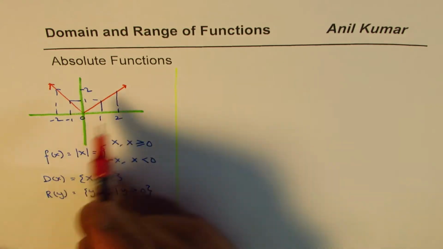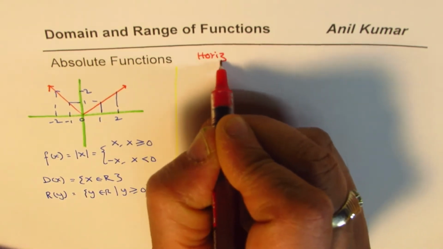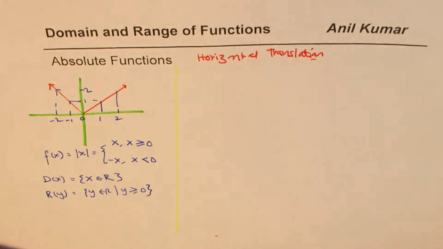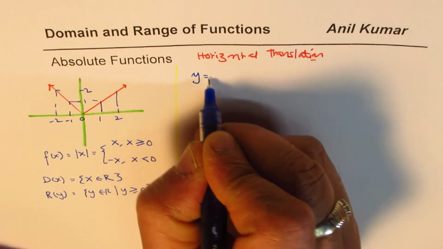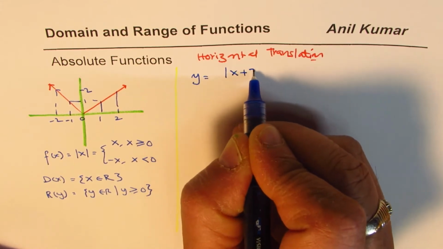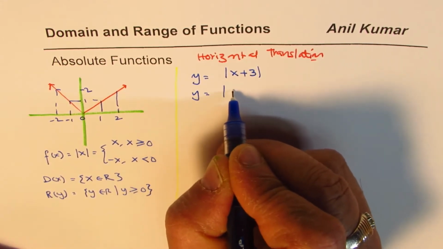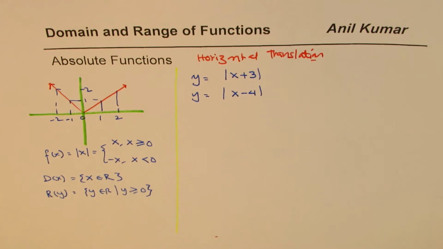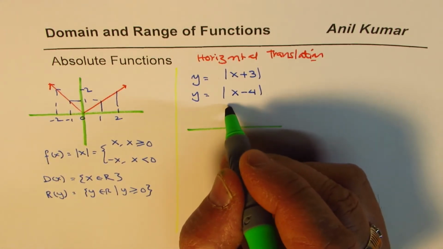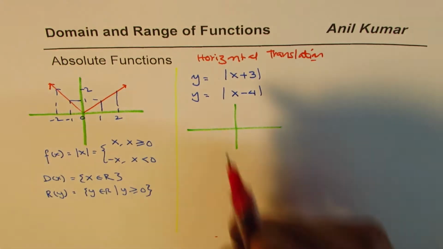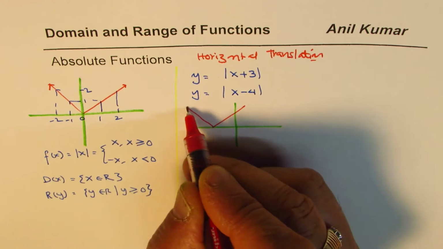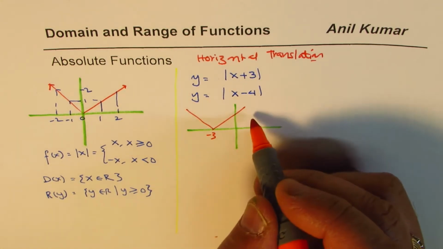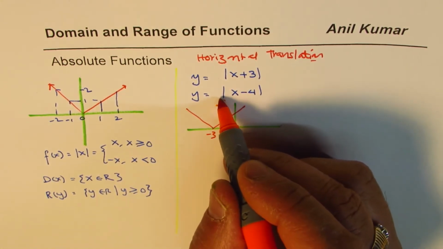So let's look into horizontal translation. In that case, you could have equations as y equals absolute value of x plus 3, or y equals absolute value of x minus 4, or something like that. These transformations can only move the absolute function left or right. So x plus 3 will move the absolute function to minus 3. On the other hand, x minus 4, if I put 4 here, it becomes 0.